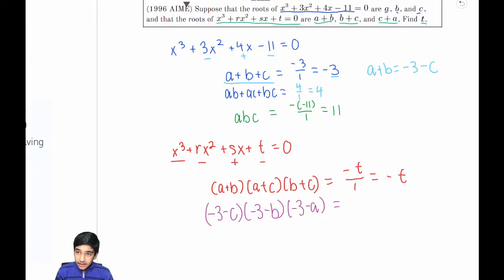So then here we can see that, okay, if a plus b is negative 3 minus c, and we similarly have a plus c, we subtract b from both sides, we get equal to negative 3 minus b, and we have b plus c is equal to negative 3 minus a. And now we can just expand this out. So now we know that it's just going to be negative 3 minus c, negative 3 minus b, negative 3 minus a.